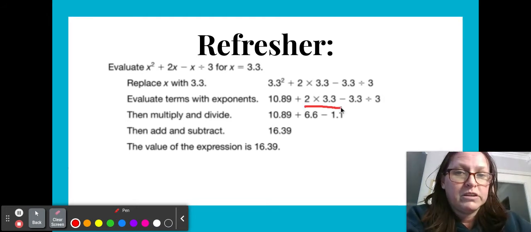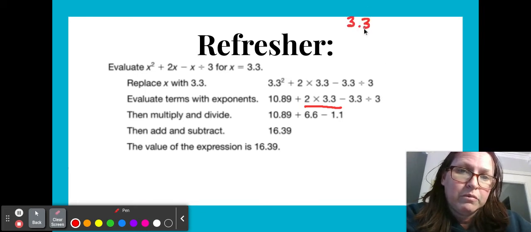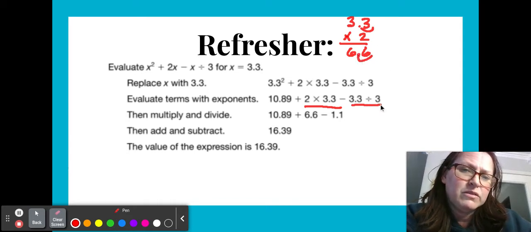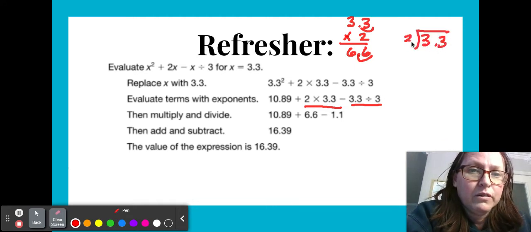So first I'm going to do 2 times 3.3. So 3.3 times 2. 2 times 3 is 6. 2 times 3 is 6. I count my decimal place right here, and I move it over here, so I have 6.6. Now I have to do 3.3 divided by 3. So 3.3 divided by 3.